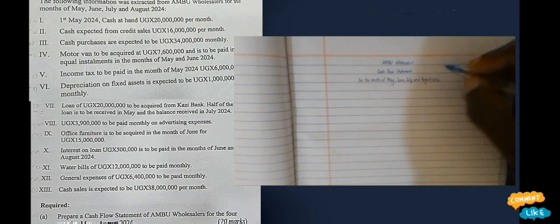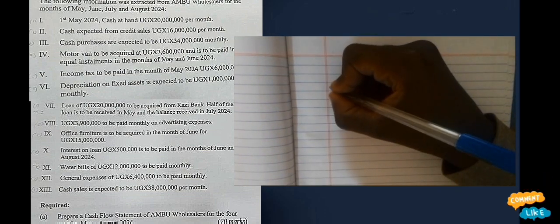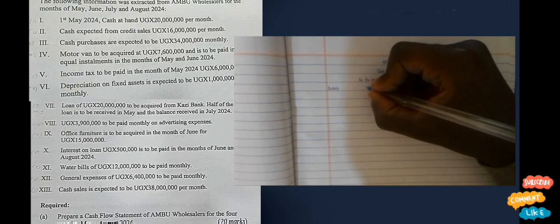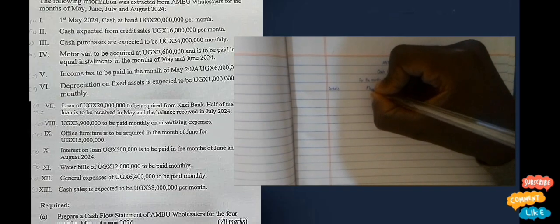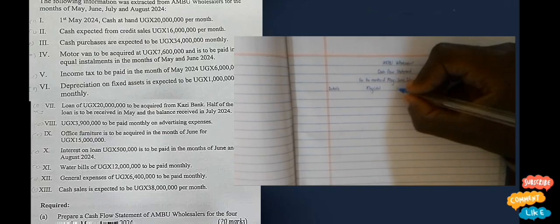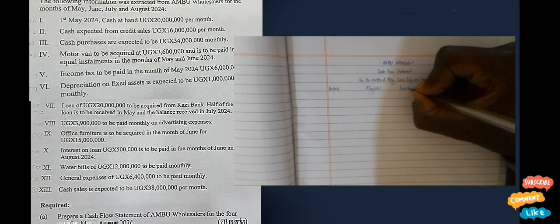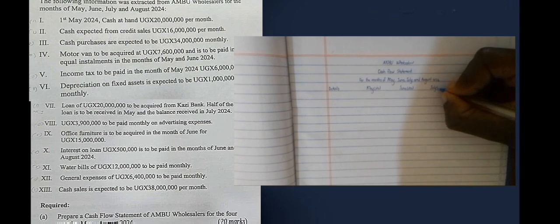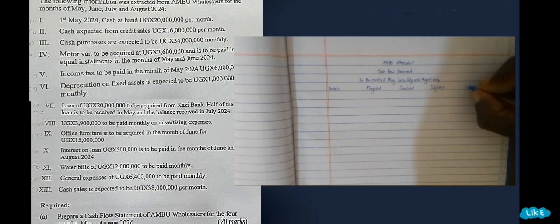So this financial document has a column for details, a column for May, another for June. Remember, all these columns are in shillings. Another for July, and the last one for August.